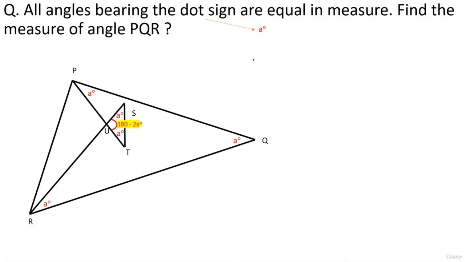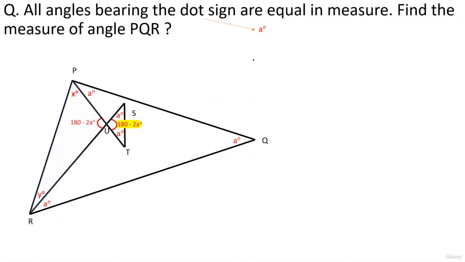Now, guys, by the vertically opposite angles का property, PUR also will be 180 minus 2A, right? They are vertically opposite angles. Now I am assuming angle UPR as x degrees, you can see flashing here on the screen, and URP as y degrees. Now look at triangle PUR, guys. For the triangle PUR, you can see it blinking in red.